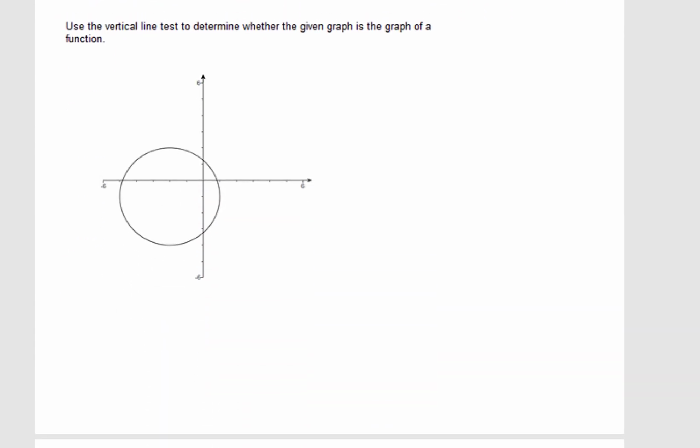Okay, so same question. It wants us to use the vertical line test to determine whether the given graph is the graph of a function. So if I took this vertical line and I started to drag it across, look, immediately when I got here, I'm touching 2 points, 2 ordered pairs. So I know at -5 that I have 2 outputs. And then same thing at -4, I have 2 outputs, and then all those x coordinates in between. So this would not be a function.